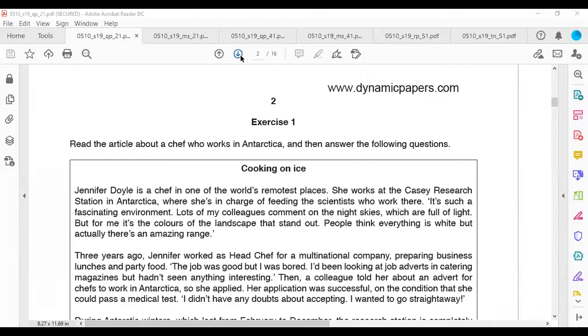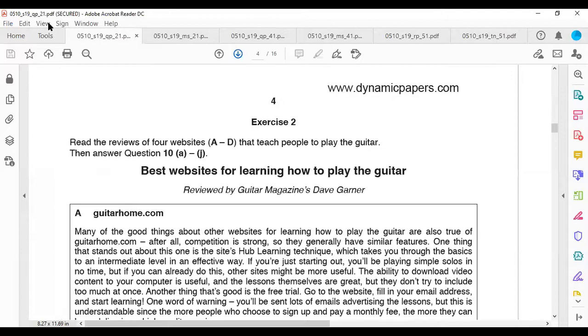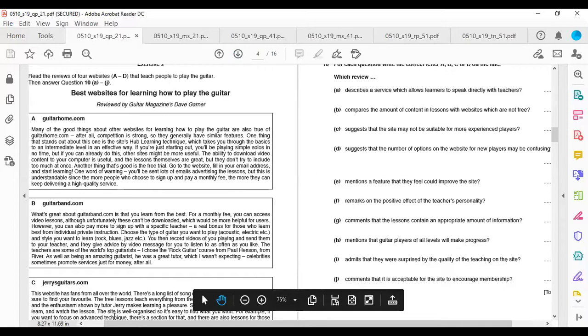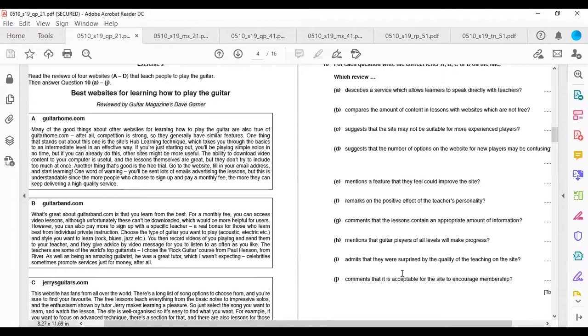Okay, if we move on to the next exercise here, this would be exercise 2. Exercise 2, as you can see here, has 4 texts, labeled A, B, C, D, followed by 10 statements. Again, paraphrase and understanding these statements very well is the key to spotting the correct text.